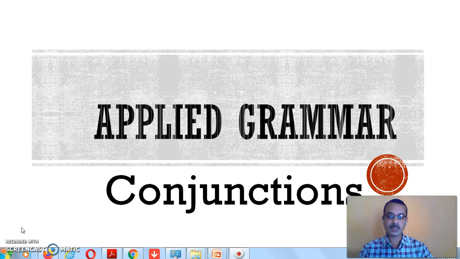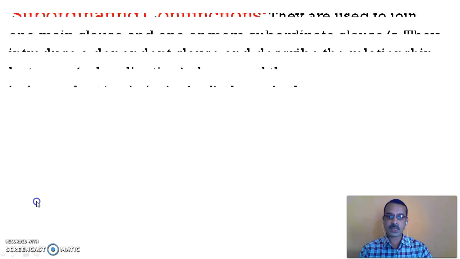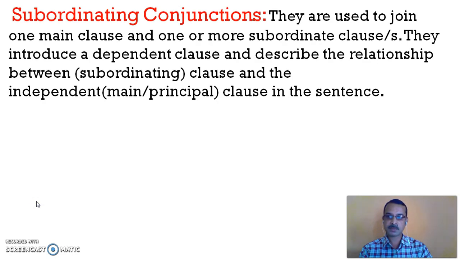In today's lecture, we are going to study applied grammar, that is our unit number 1. In unit number 1, we have conjunctions to study. In our previous lecture, we have studied what are the coordinating conjunctions and where they are used. In the present lecture, we are going to study what are the subordinating conjunctions and what is the application of subordinating conjunctions. Now let's have a look at the definition of subordinating conjunction.